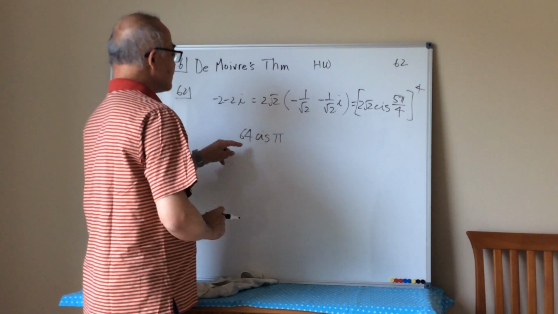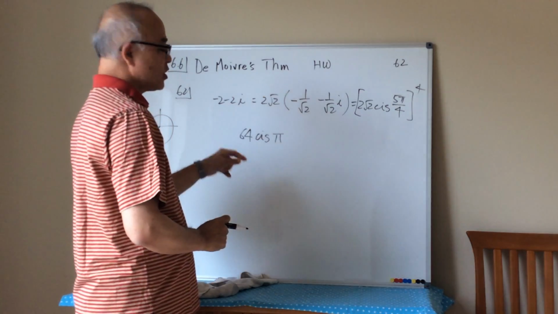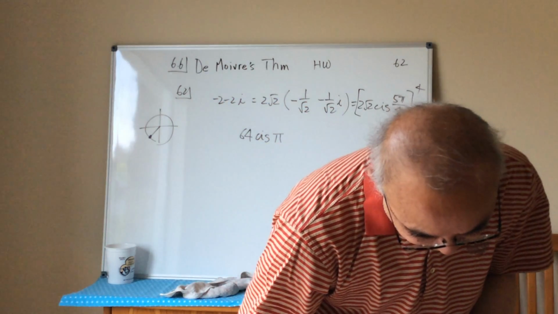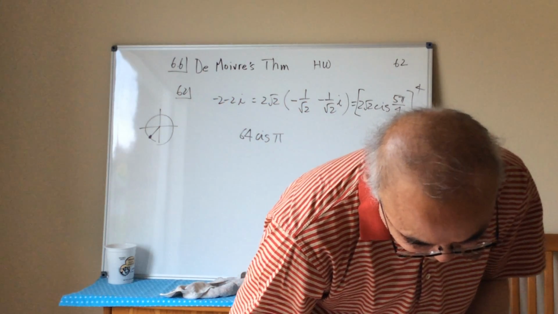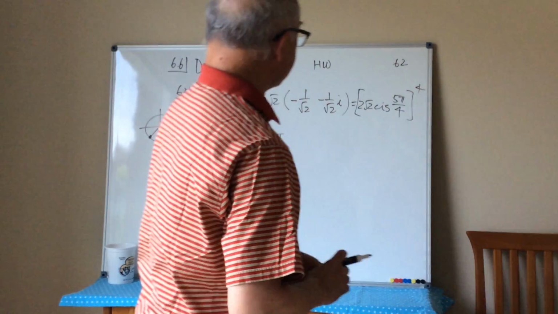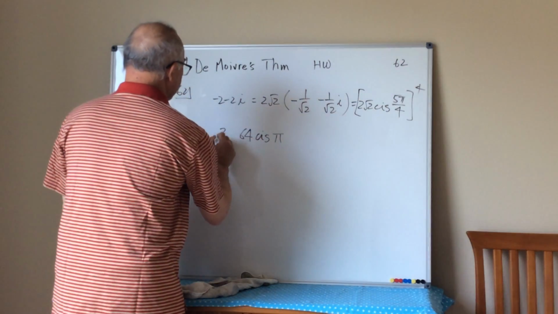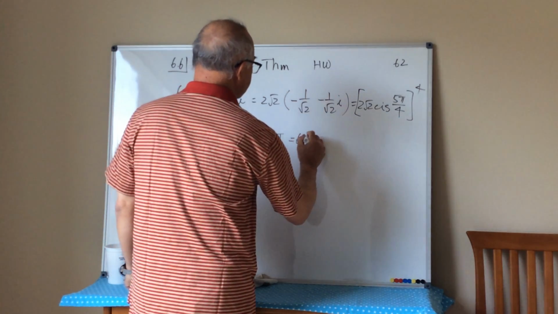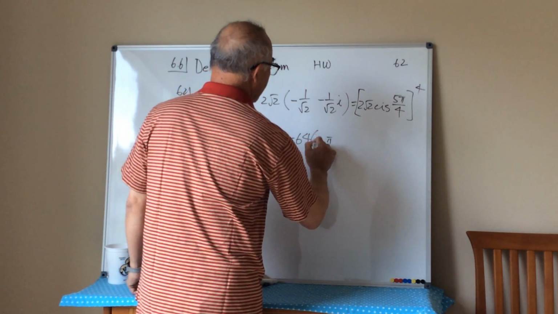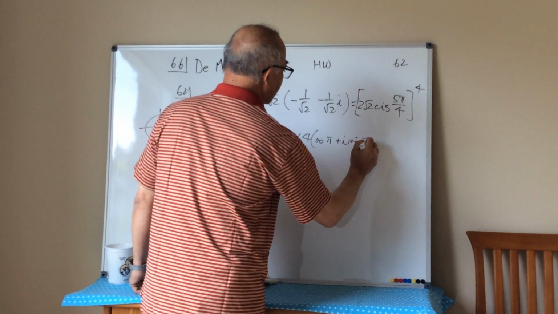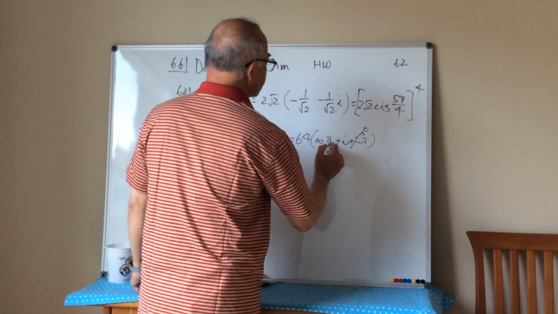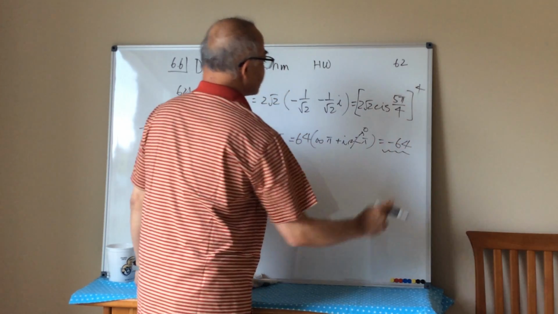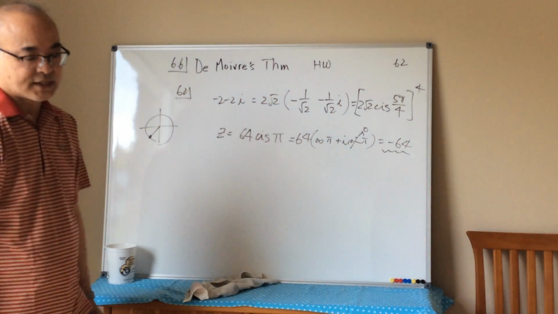Okay, so this is the original question they were asking for. And what am I trying to find? So determine z. So this would have been z, right? This is z, which is 64 cosine pi plus i sine pi. This goes to 0. This is -1, so -64. So this is z. So that's the first question.